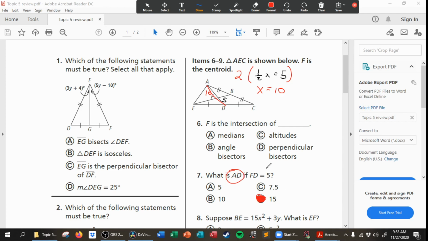If you want to check this, you would ask, what is 1/3 of 15, right? Because that's the whole line. AD is 15 is what we're saying. FD would be 1/3 of that length by definition. So I should get this to be a true statement. And 15 divided by 3 is 5. So this is 5. So we know that we have done that correctly.